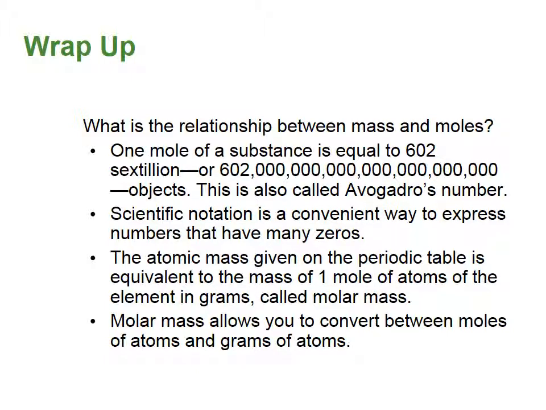Because a mole is equal to such a large number, we often express it in scientific notation as 6.02 times 10 to the 23rd. Scientific notation is a convenient way to express numbers that have many zeros. The atomic mass given on the periodic table is equivalent to the mass of 1 mole of atoms of the element in grams, called the molar mass. Molar mass allows you to convert between moles of atoms and grams of atoms. We'll be working more with molar mass to find out exactly what's in a mole in the next lesson.